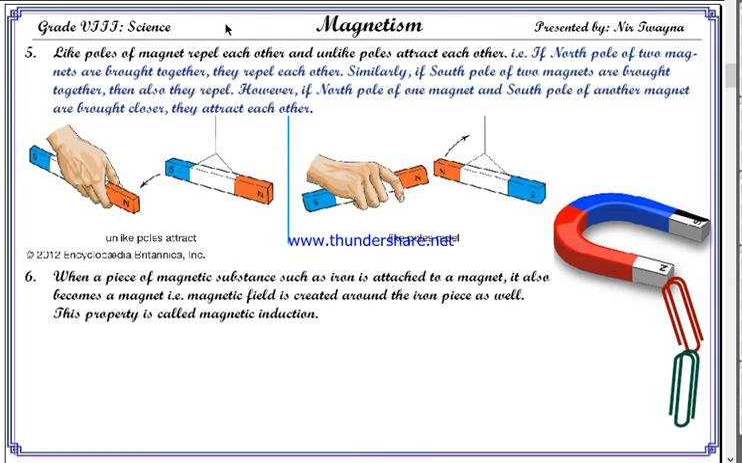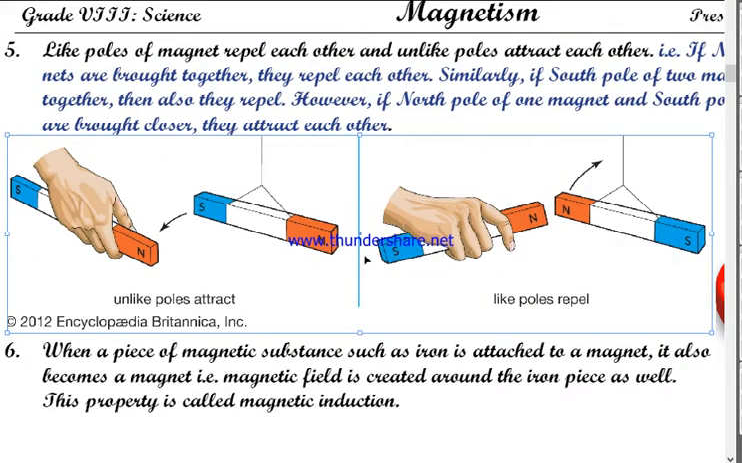Number 5. Have you ever tried this? You keep one magnet on the desk and you bring closer the north pole of one magnet to the south pole of another magnet. What happens? I took this picture from Encyclopedia Britannica. If you bring the north pole of one magnet closer to the south pole of another magnet, what happens? Well, they attract, isn't it? They attract. You have done it or not?